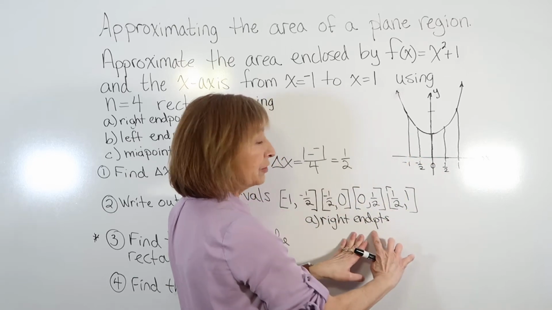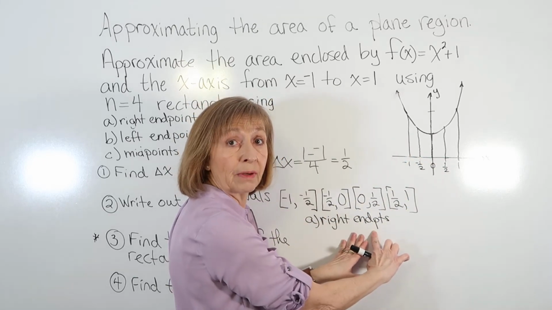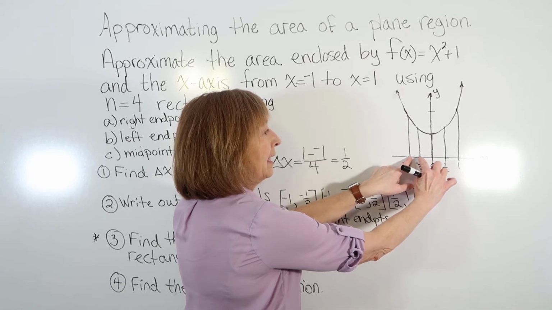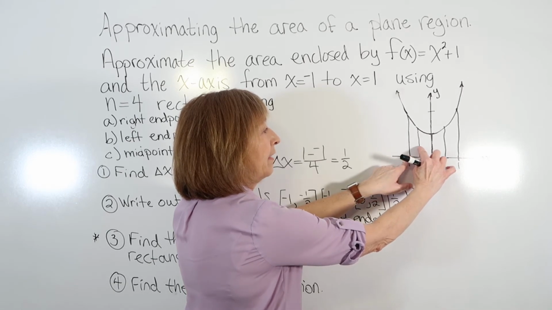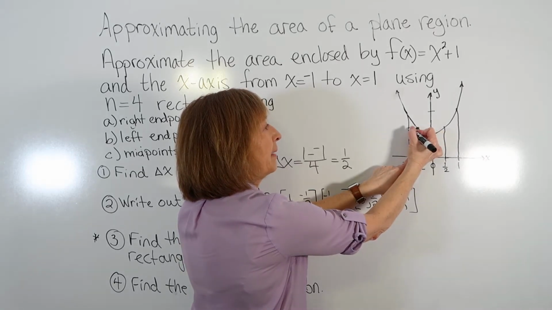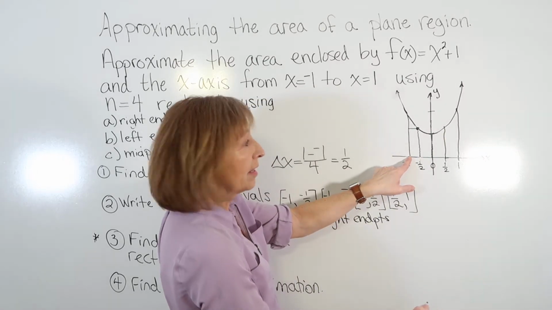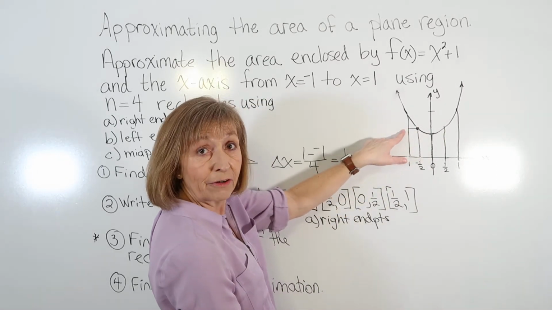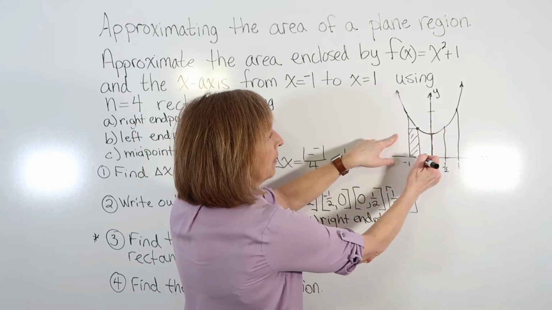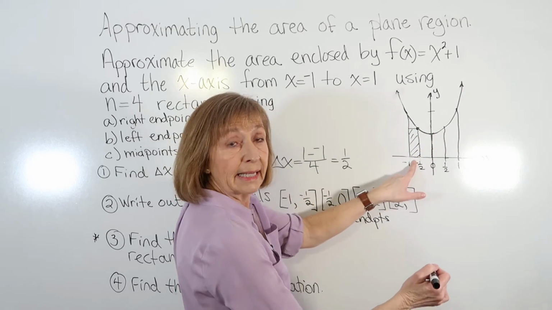Now, if I'm going to do my approximation using the right endpoints, I do the right endpoint for that subinterval, follow it up to the curve, and then wherever that hits the curve, I bring the horizontal line back over to the previous vertical line. So that's going to be my first rectangle from my right endpoint.